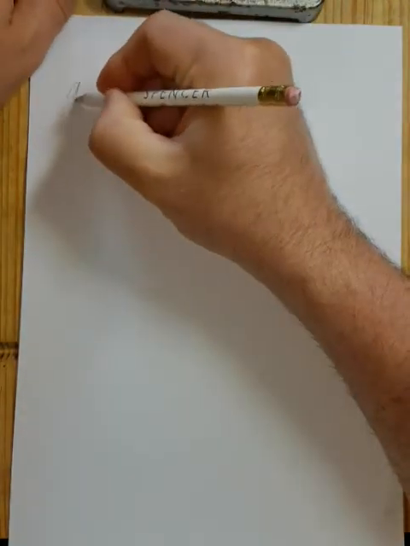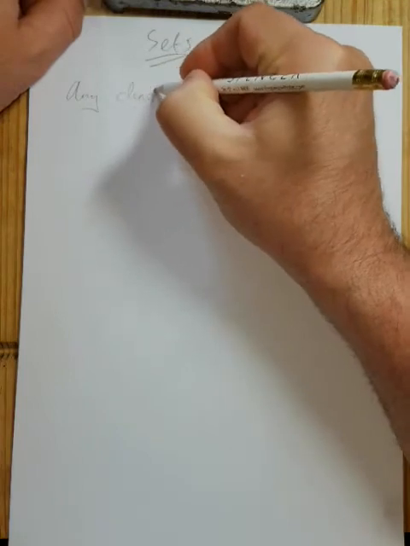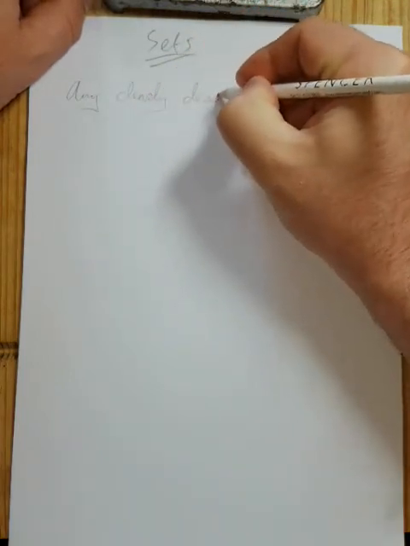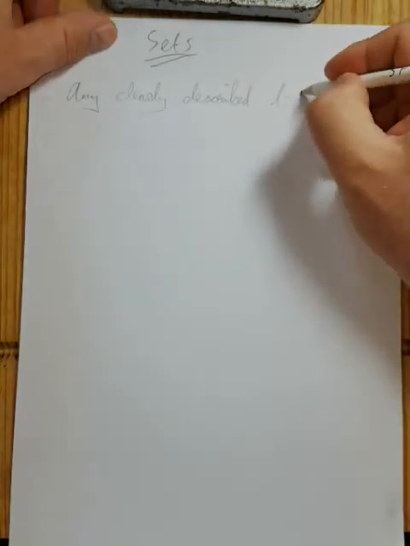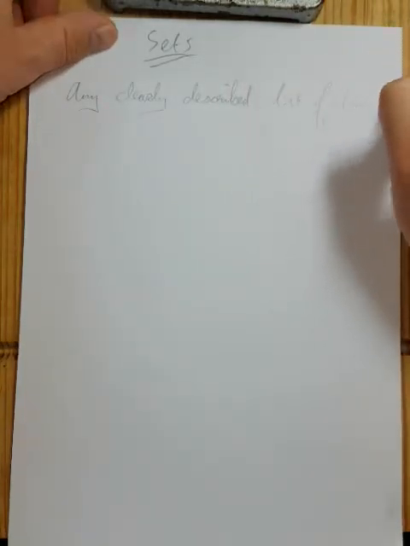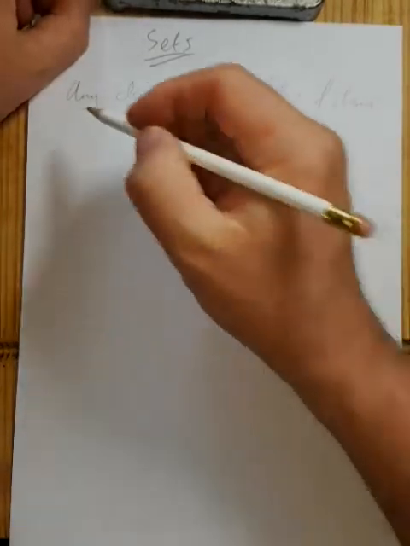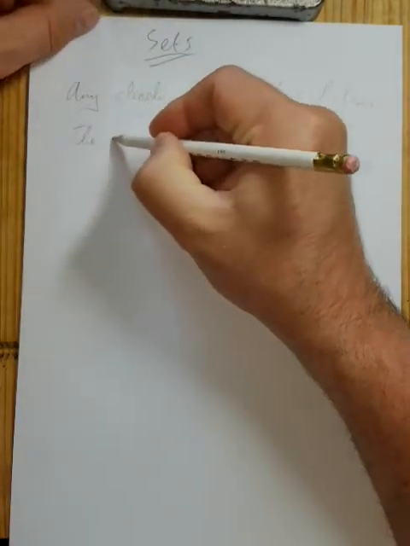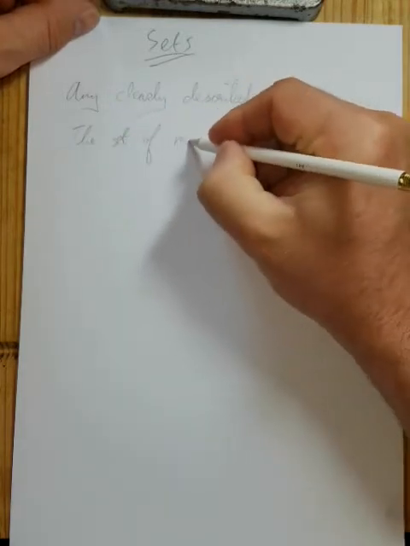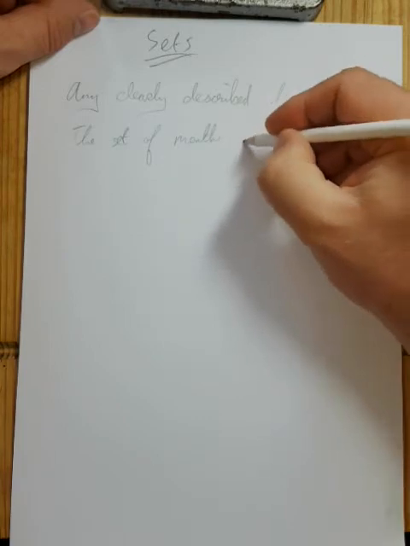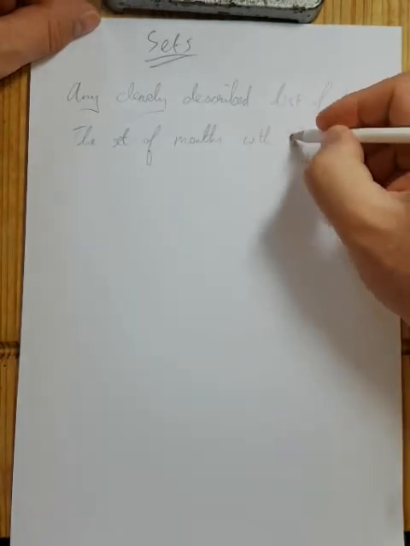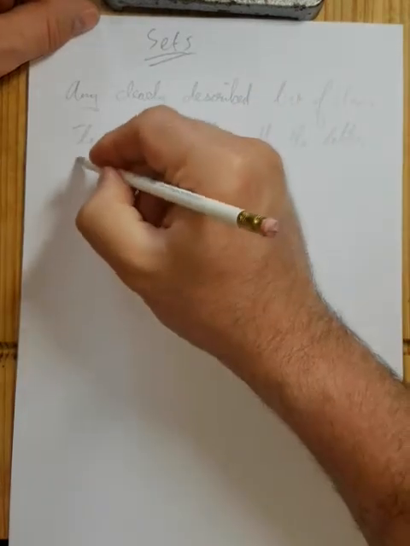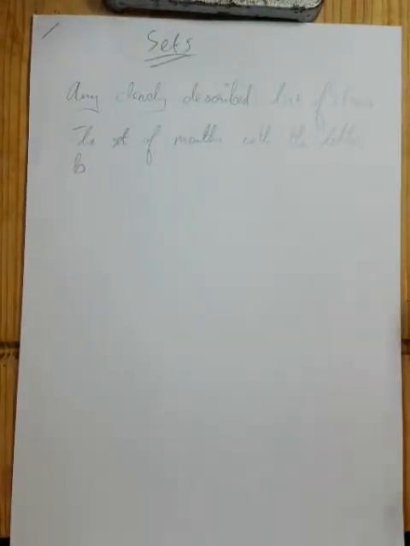So first of all, what is a set? Well, a set can be defined as any clearly described list of items. Okay, so that's what we mean when we say a set. So it has to be something that's clearly defined. So for example, we could say the set of months with the letter B. Okay, this is clearly defined. We know exactly which months have the letter B.